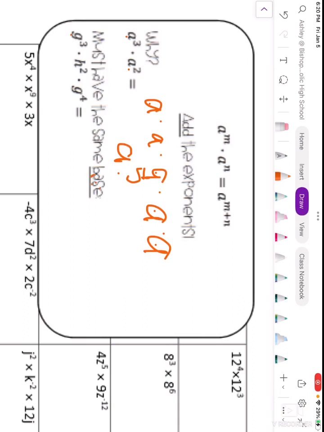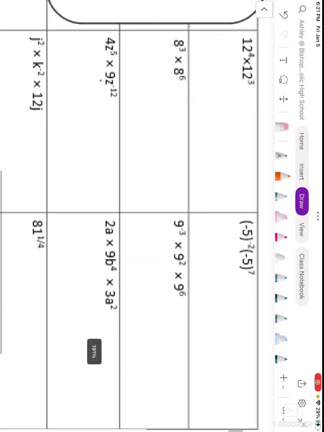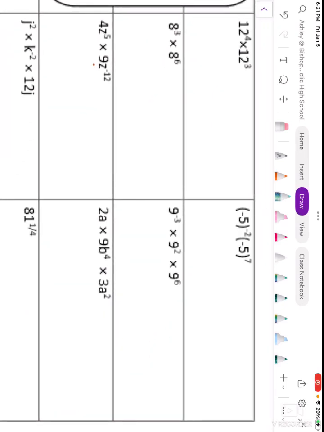If we had g to the third times h squared times g to the fourth, we can add the g's, so 3 plus 4, which is 7, but that h would just be tagged on to the end. So g to the 7th h squared. Looking at our examples, when 12 is the base, we add 4 plus 3, which is 7, so that'd be 12 to the 7th.